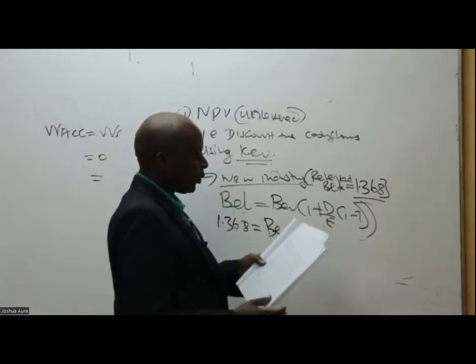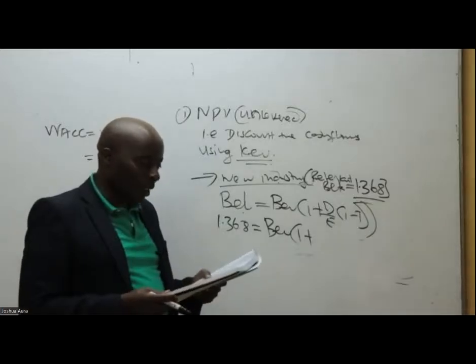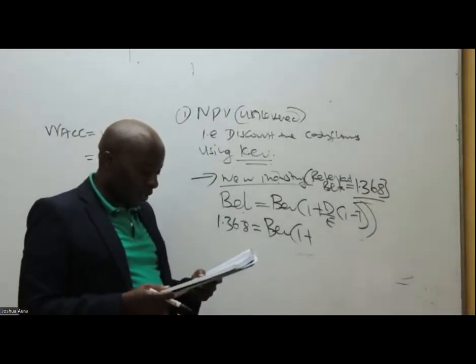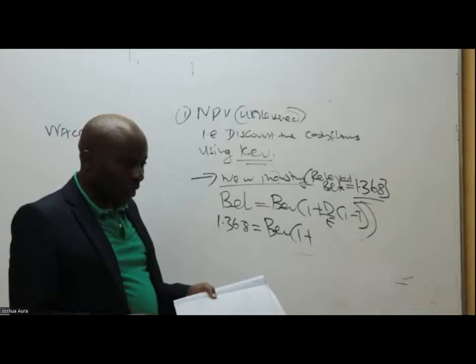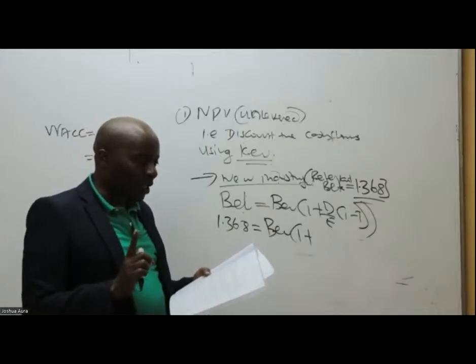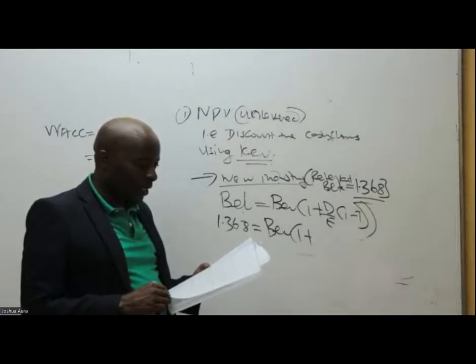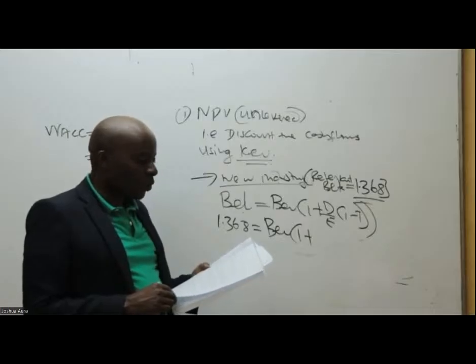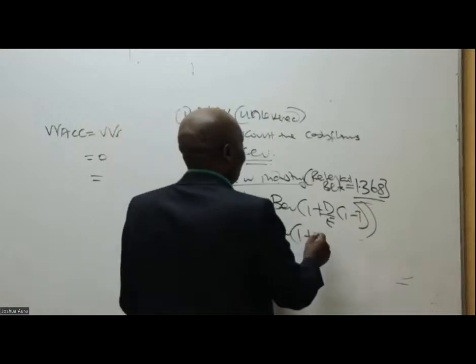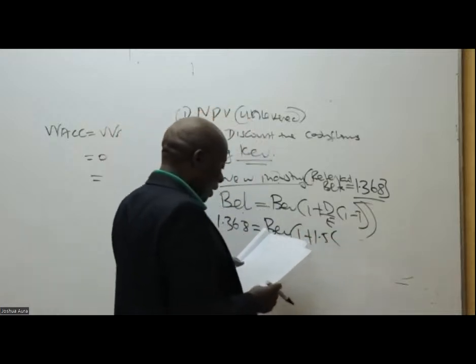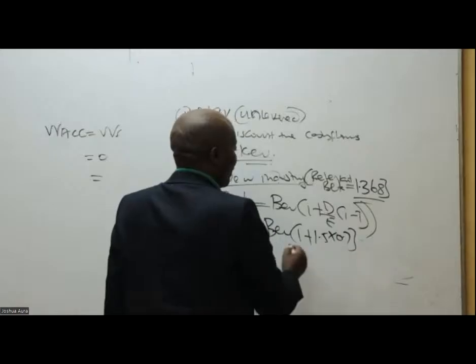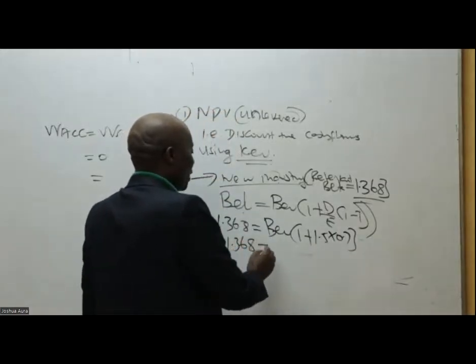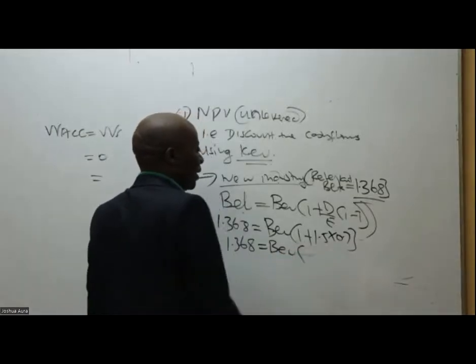times 1 plus, are you able to see the debt to equity ratio of the new industry? All right, they're telling me it's 1.5. Thank you. So what is the tax rate? The corporation tax rate is 30%, so this should be 0.7. So then 1.368 equals BEU times this and this.